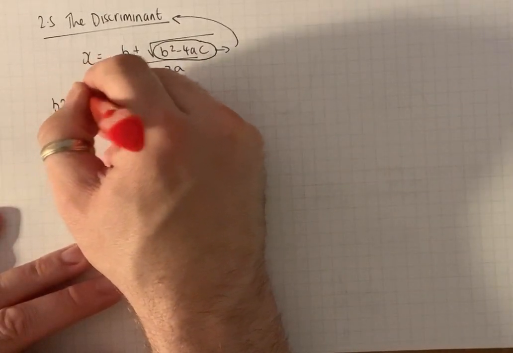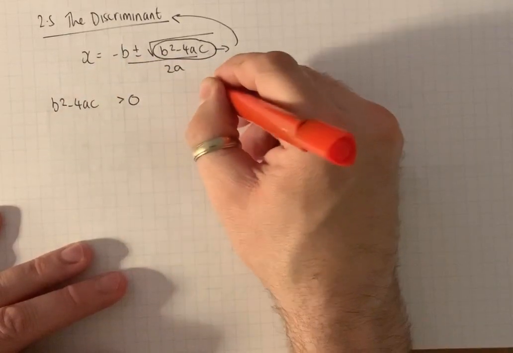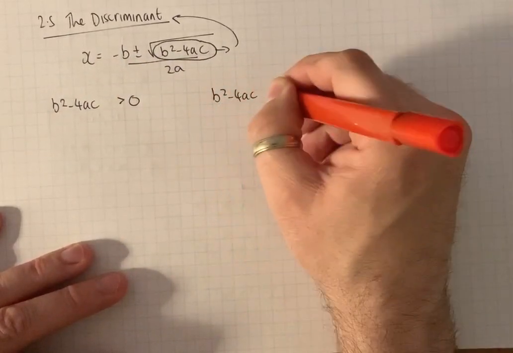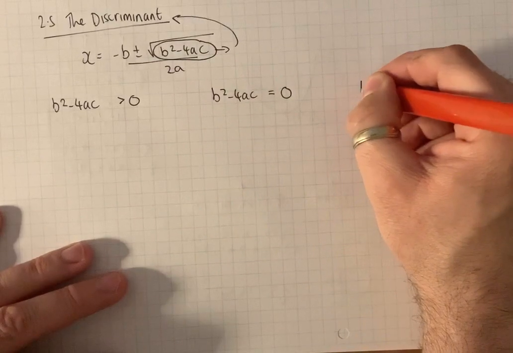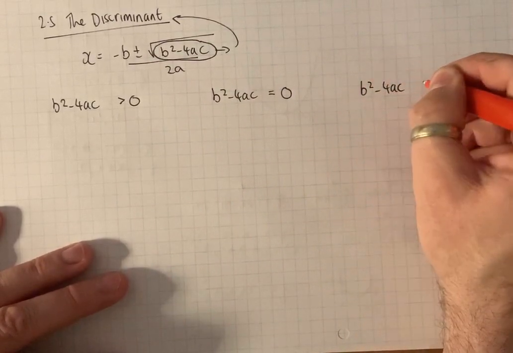B squared minus 4ac can be bigger than 0. B squared minus 4ac, the discriminant, can be equal to 0. B squared minus 4ac can be less than 0.